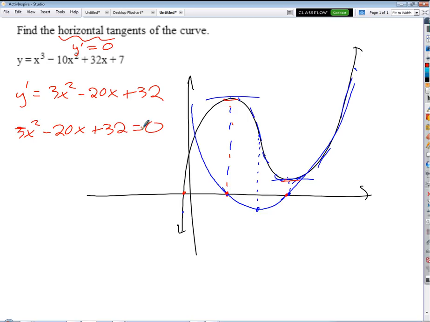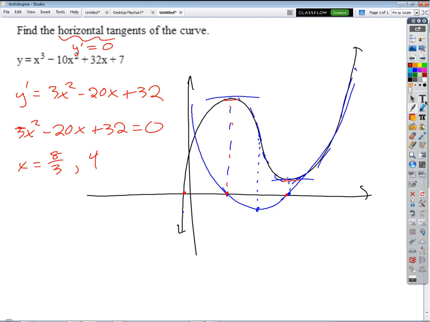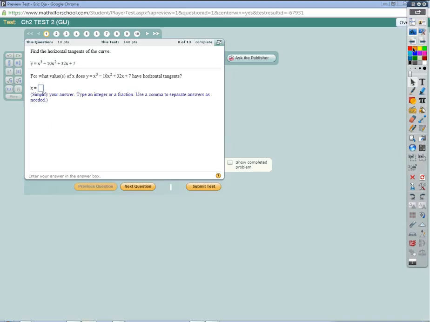So we're going to solve this, and we get x equals 8/3 or 4. Okay, so those are the places where the function has horizontal tangents. Let me go back to the question and get a little more specific here. They want to know just the x values. They just want to know for what values of x this function has horizontal tangents.